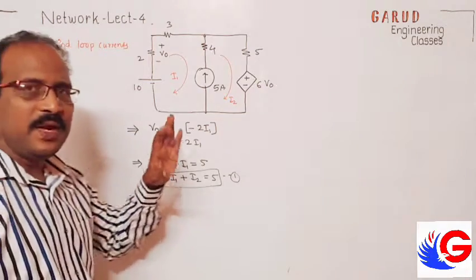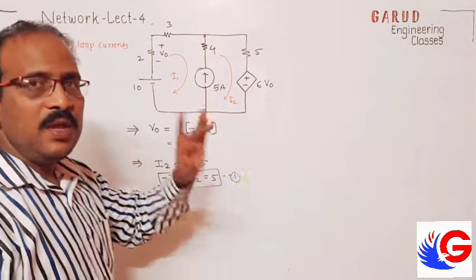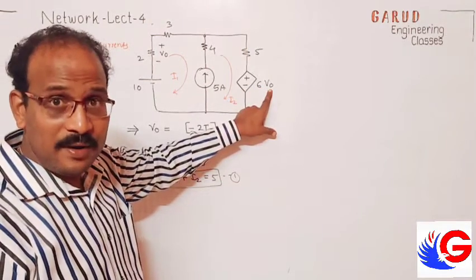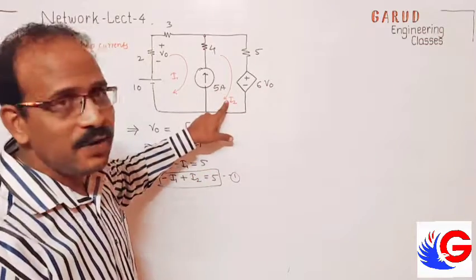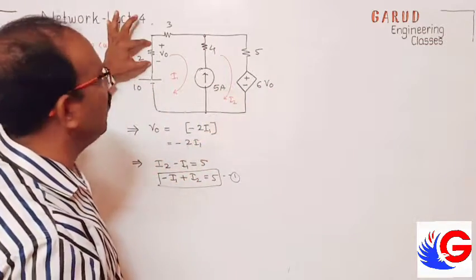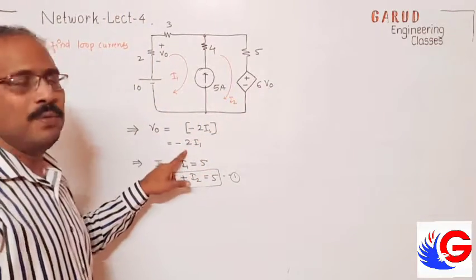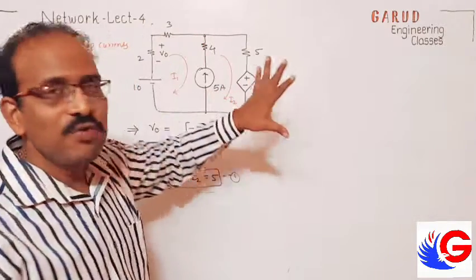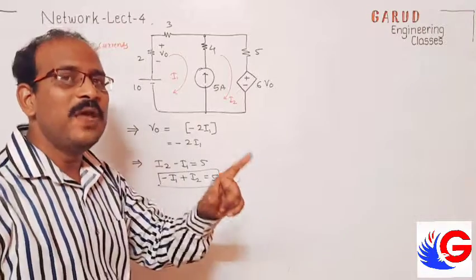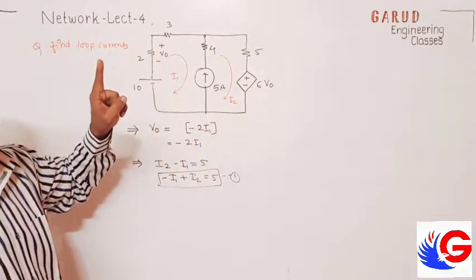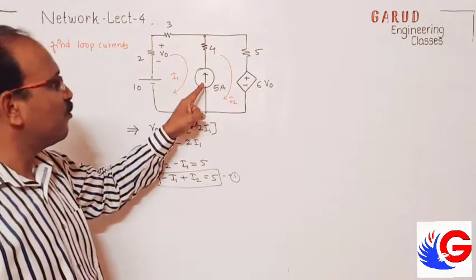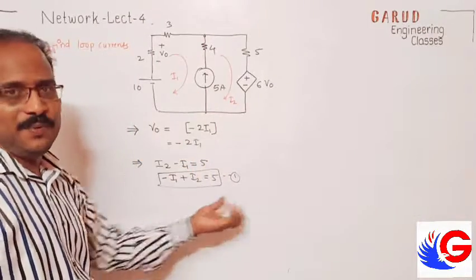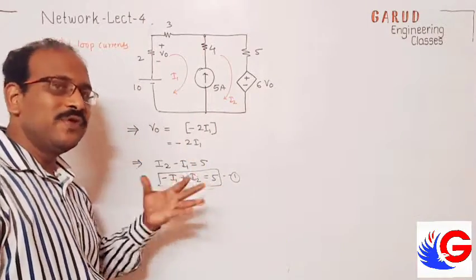Whenever there is a dependent source, express that dependent source's unknown parameter in terms of I1, I2. VO is presented here, so we write the value of VO. Rule number 2: we solve this using KVL. What is the first rule of KVL? Check whether there is a current source. If there is a current source, express that current source. If it is in a sharing branch, it will be treated like equation 1.